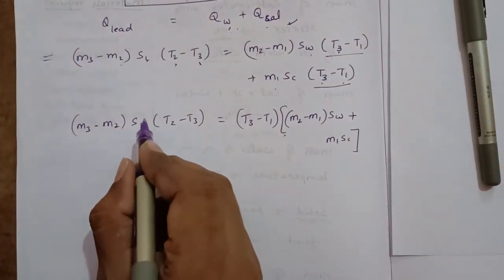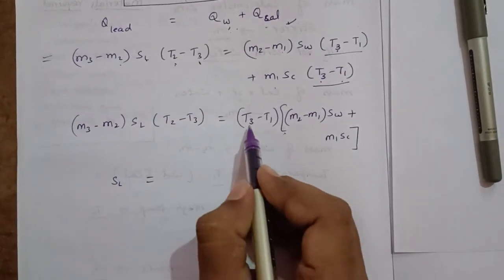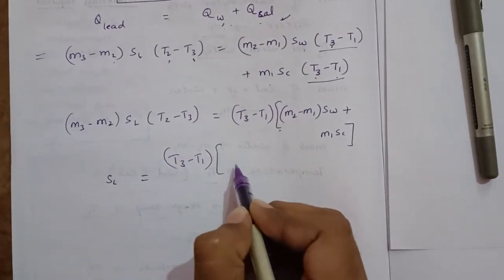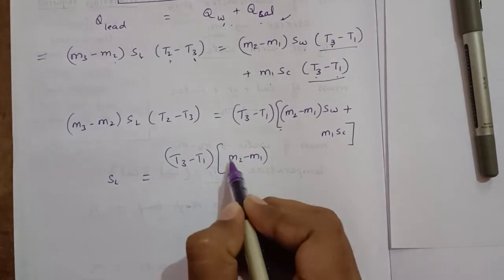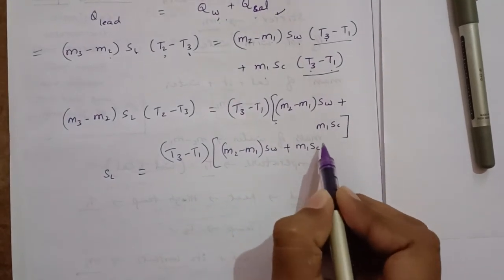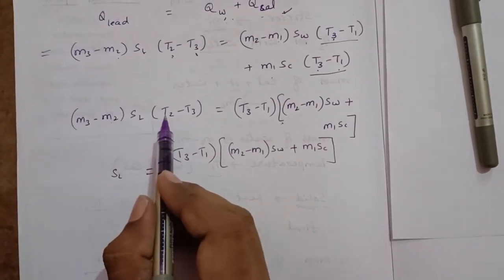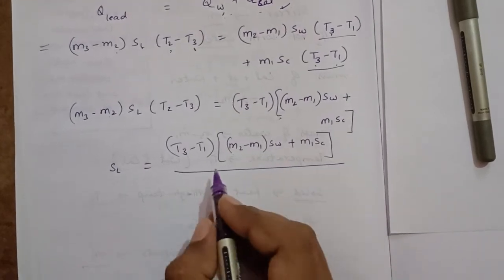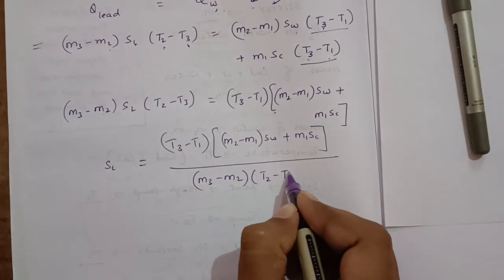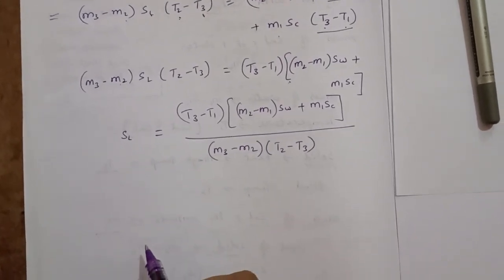Now the specific heat of solid we want, SL, I am keeping here, equal to T3 minus T1 into M2 minus M1 into SW. This is one term, plus M1 SC. This is another term. This M3 minus M2 into T2 minus T3 comes this side, divided by, T2 minus T3. This is the formula to find specific heat of solids.